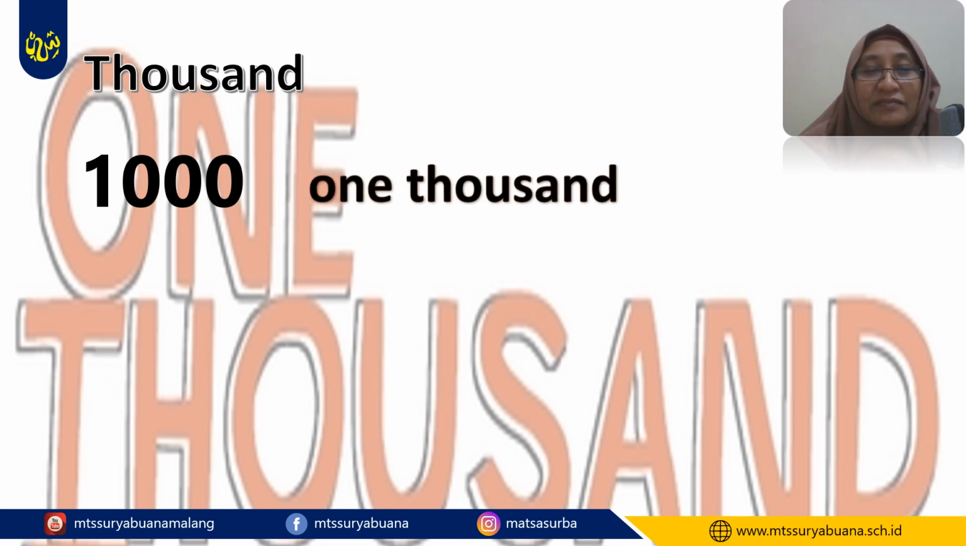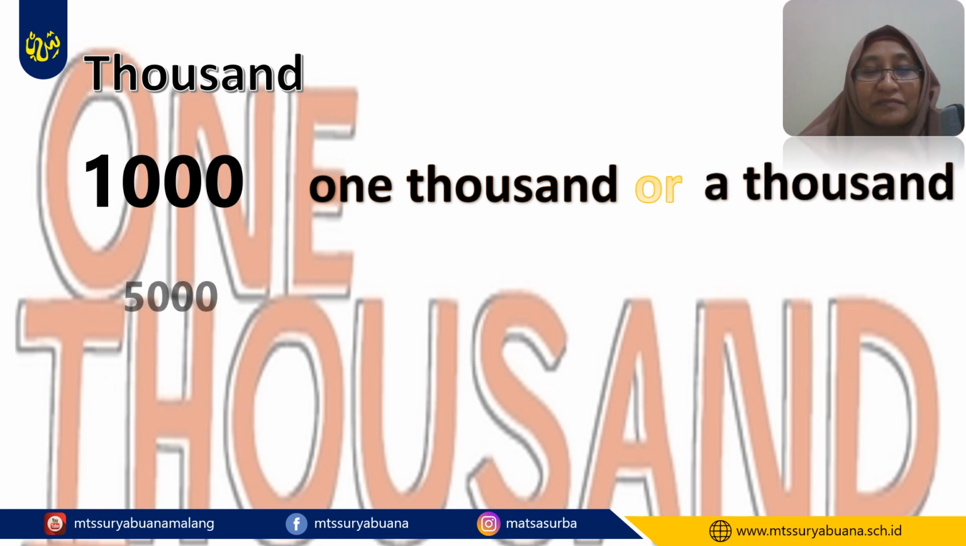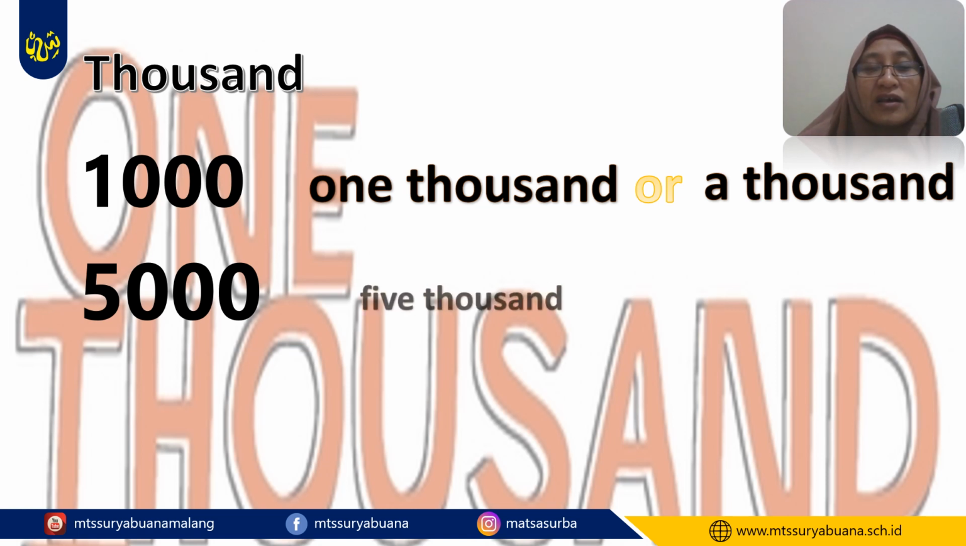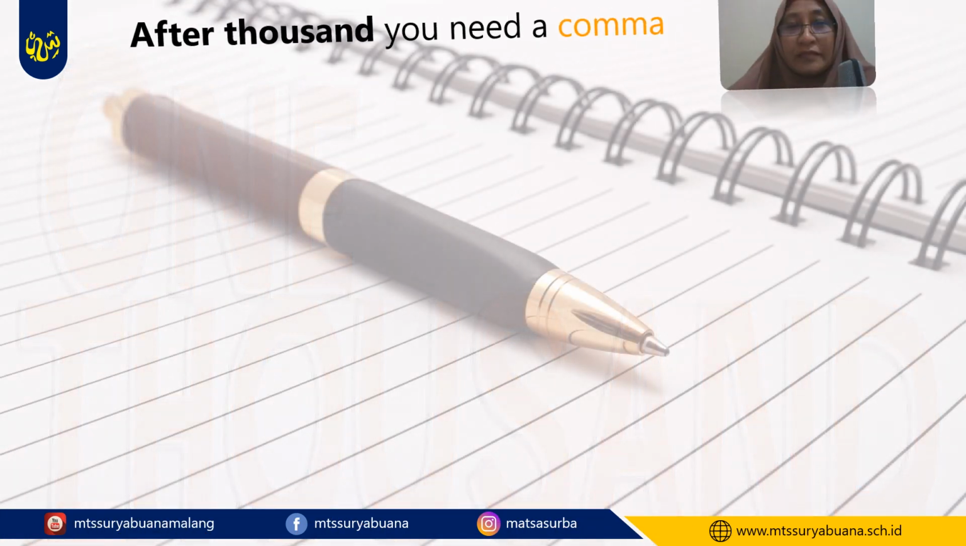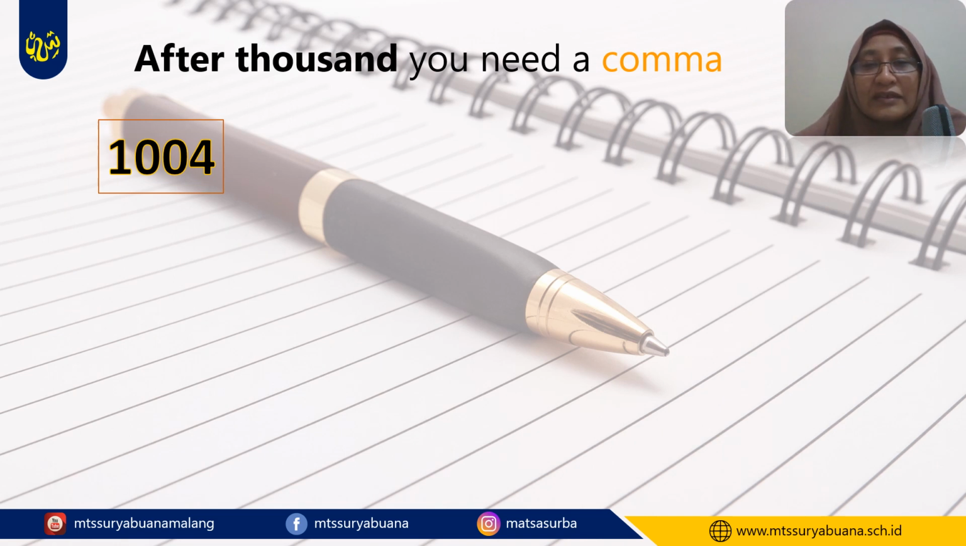This is 1,000, one thousand or a thousand. 5,000. 9,000. After 1,000, you need a comma. Look at this number.